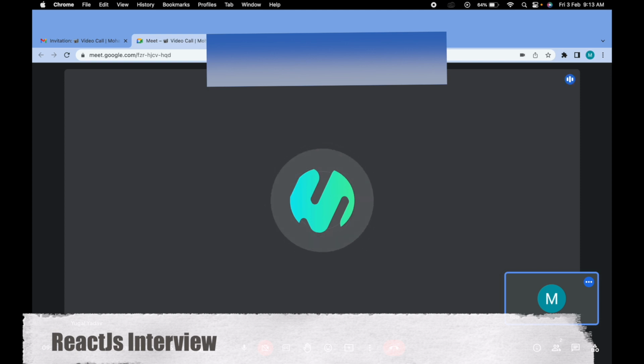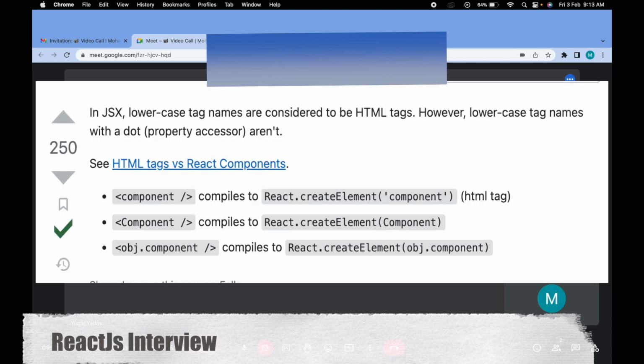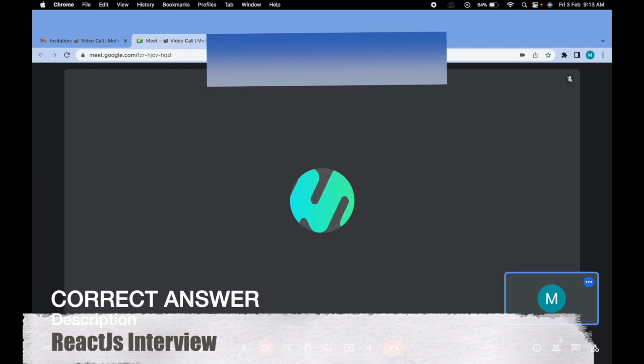Okay. And can you explain the reason behind why a component name should start with a capital letter? Yes. So that React knows this is a React component, not a function.